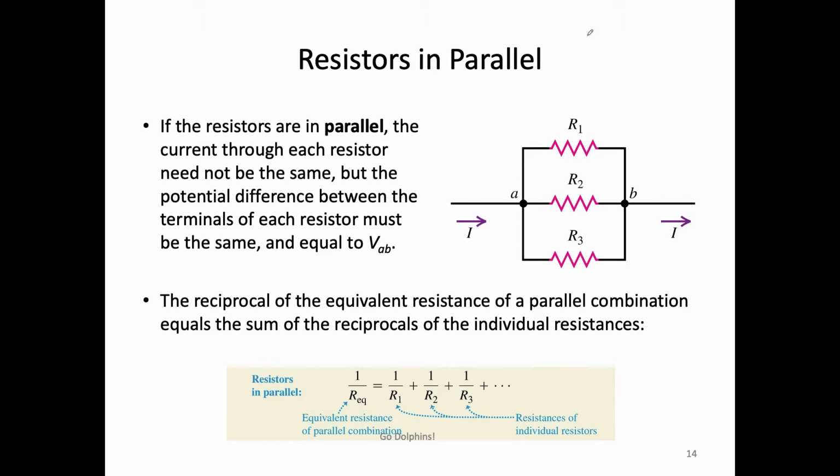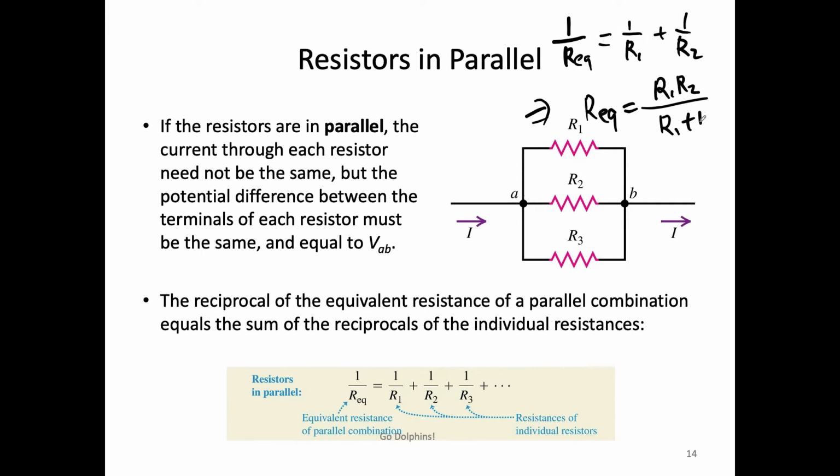Now we see if you have two resistors in parallel, you have 1 over R equivalent equals 1 over R1 plus 1 over R2, just two, and we can calculate it as this. So maybe this one is more helpful for you if you're going to do calculation on the exam.